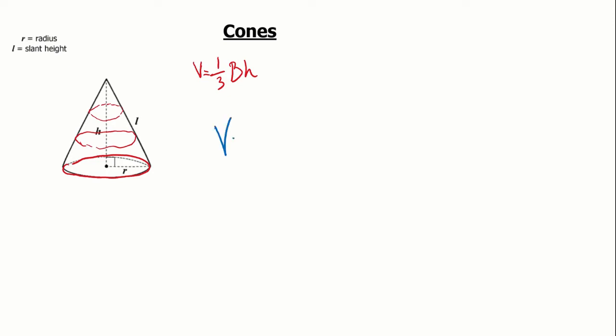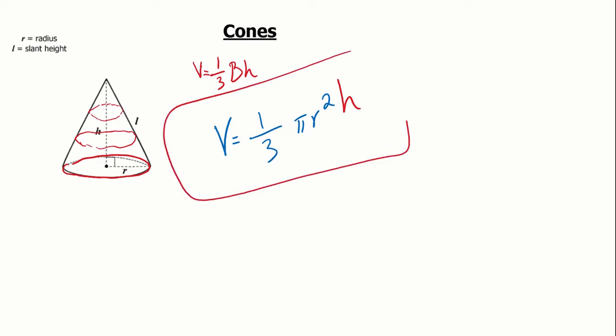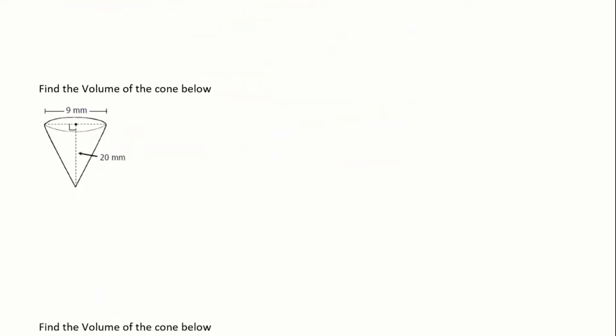So really the formula that we remember for volume of a cone is volume is equal to 1/3 the base, which is a circle. So area of a circle is just pi radius squared, times height of the prism, or in this case the cone. This is the formula that we remember for volume of cones. So let's go ahead and do some practice problems. Let's take a look at this first problem down here.